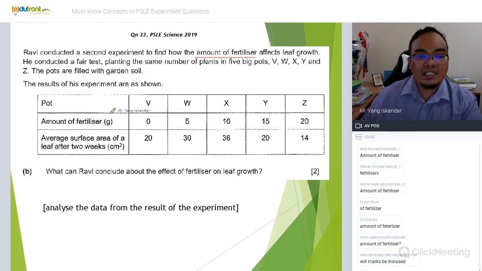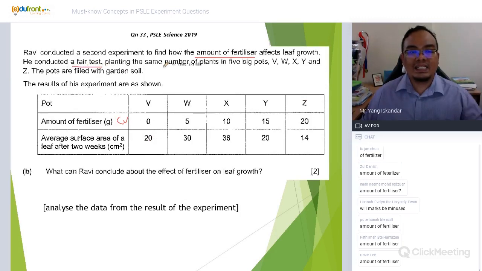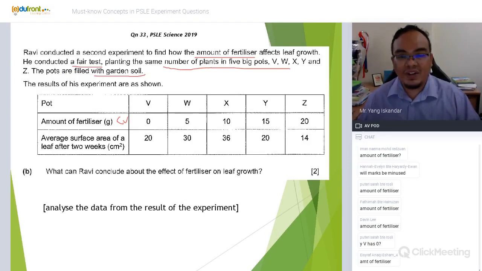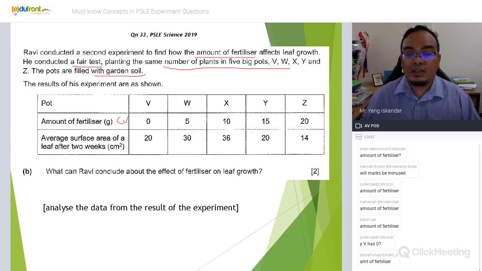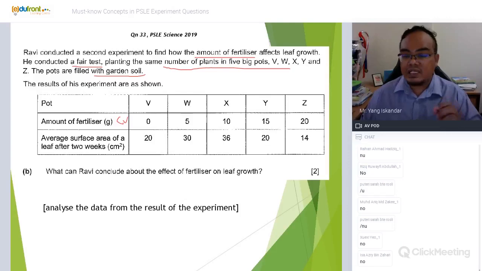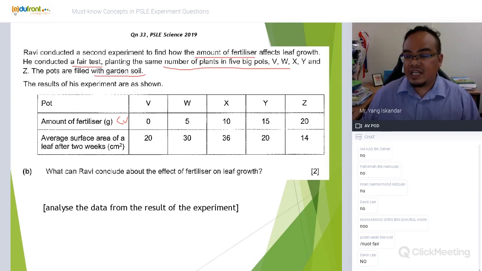So you can see here, this is the change variable. The amount of fertilizer changes: 0, 5, 10, 15, 20. So this is a different setup, and they want to compare. He conducted a fair test, planting the same number of plants in 5 big pots, and the pots are filled with garden soil. You notice that now they only use one type of soil. Can they use garden soil here, clayey soil here, sandy soil here? Cannot. Otherwise, it will not be a fair test. Here, the change variable is only one, which is the amount of fertilizers.